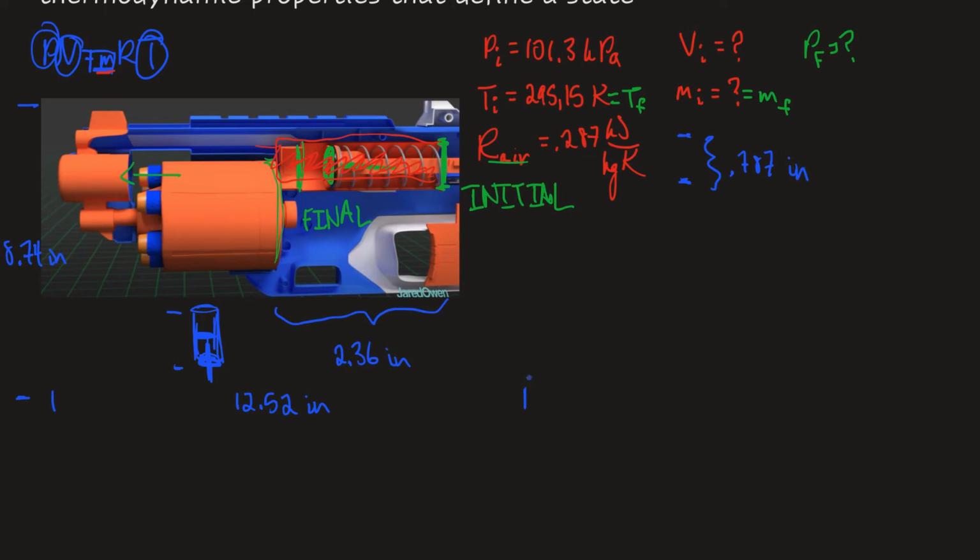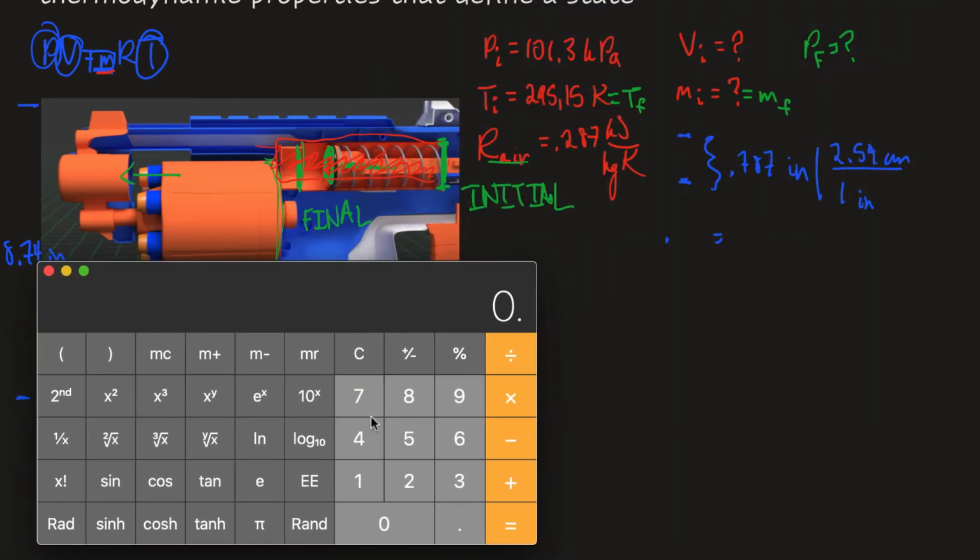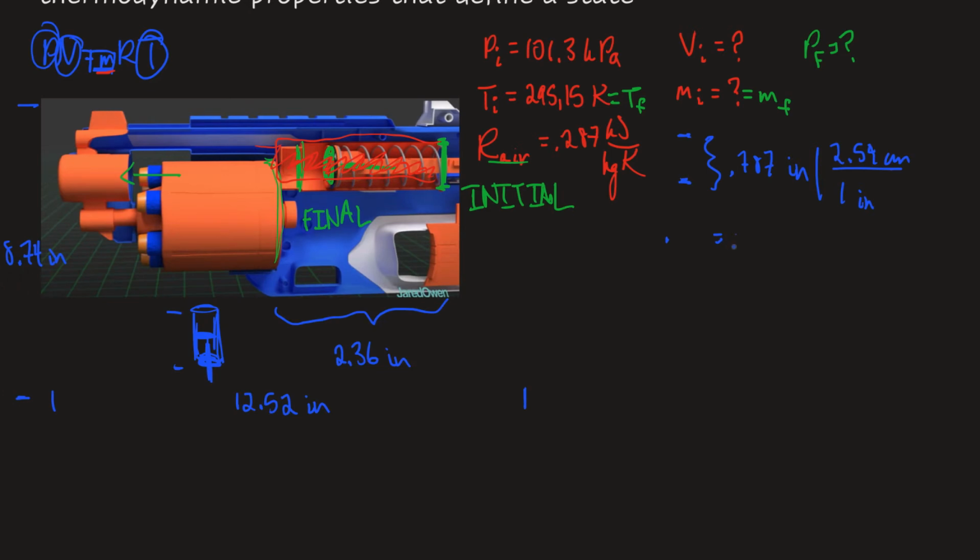And because our pressure is in units of kilopascals, which is kilonewtons over meter squared, we do need to get these into meters. So to convert this, well, we can just write it here actually. In 1 inch, there's 2.54 centimeters, which gives us, pull out the calculator, 0.787 times 2.54, about 2 centimeters. So 2 centimeters is equal to, as well, 0.02 meters.